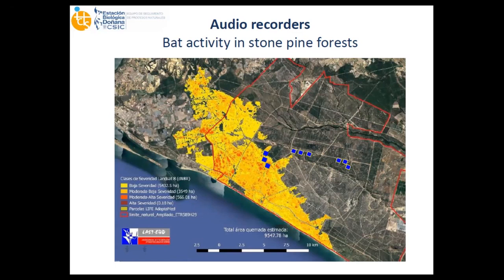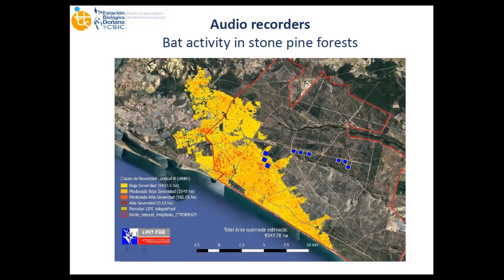A last example I wanted to show you is an example using ultrasound sensors, and in this case, this comes from a large project, Adaptamed, where we were having these blue plots. There were 3 groups of 3 plots where we were applying different forest density treatments to see the effects on biodiversity. And now we got a forest fire, this huge forest fire we got in Doñana in 2016, actually.